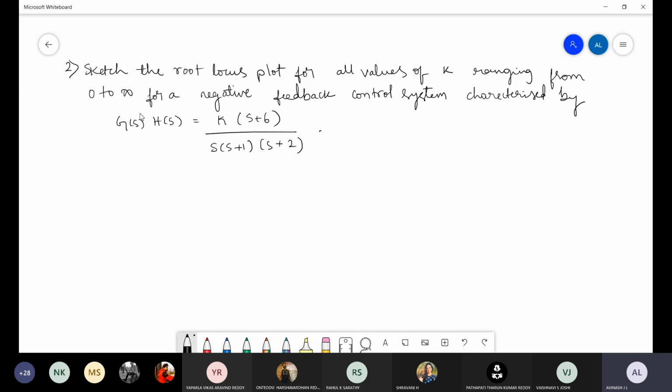So I repeat the question. Sketch the root locus plot for all values of k ranging from 0 to infinity for a negative feedback control system characterized by G(s)H(s) = K(s + 6) / (s(s + 1)(s + 2)). Well, in that case, I can start the solution.